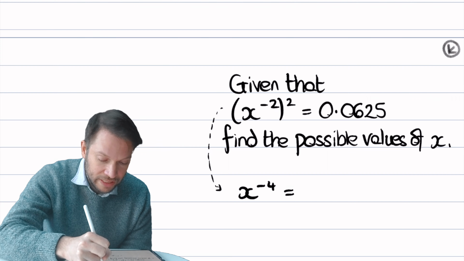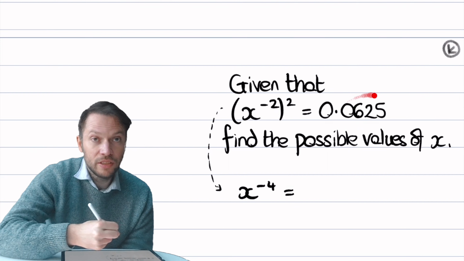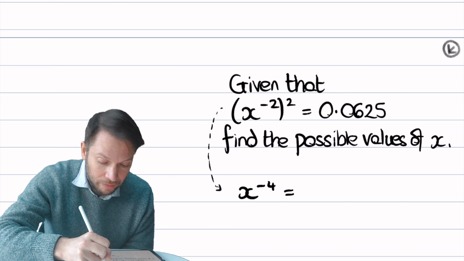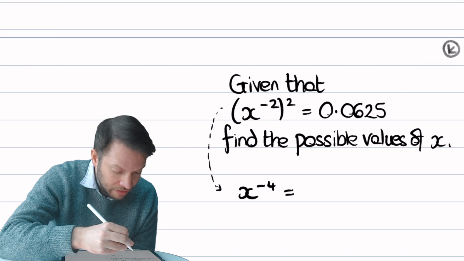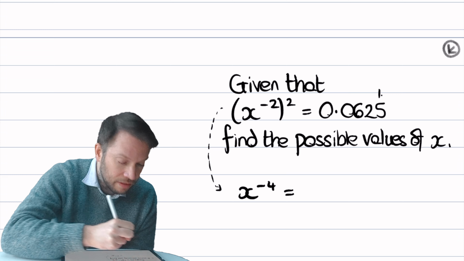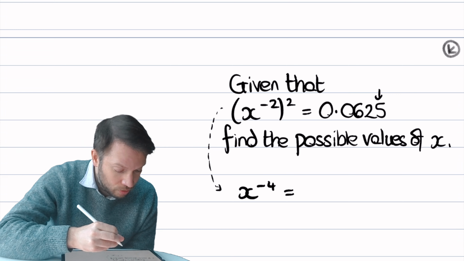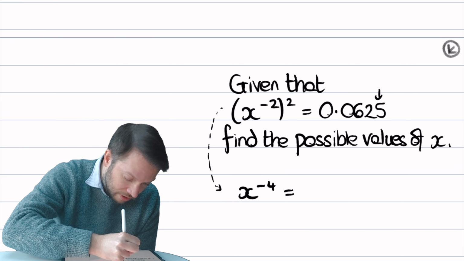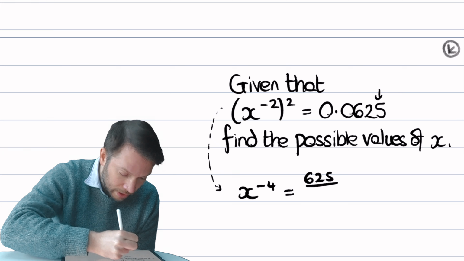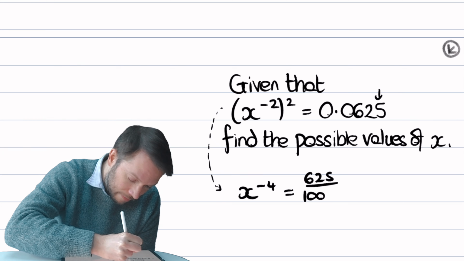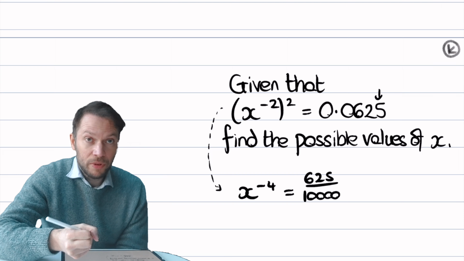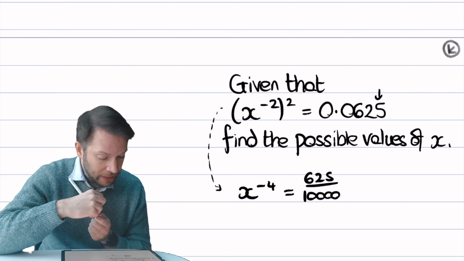And then when you've got a decimal like this, it might help to rewrite it as a fraction. So let's see, this is the ten thousandths digit. So we're going to write this as 625 over 10,000, like that. And now I would simplify this fraction first because it might make our lives easier.